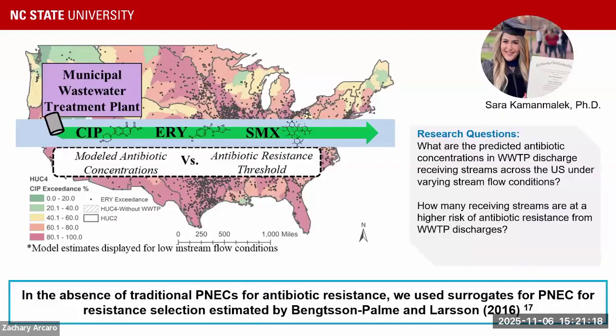And so I'll go through it pretty quickly. This is work that was completed by my prior student, now Dr. Sarah Kamamalek. We looked at 3 antibiotics, ciprofloxacin, erythromycin, and sulfamethoxazole, SMX. With those, there's not a standardized or official predicted no effect concentration, or benchmark, for when antibiotic resistance will occur. However, just prior to this study, coming out of Europe, a research team developed surrogates for a PNEC.